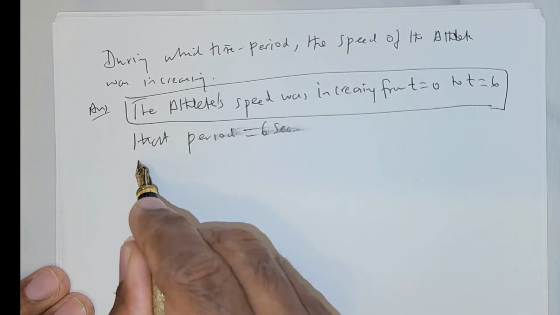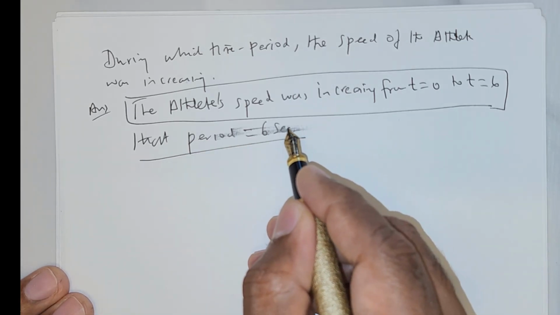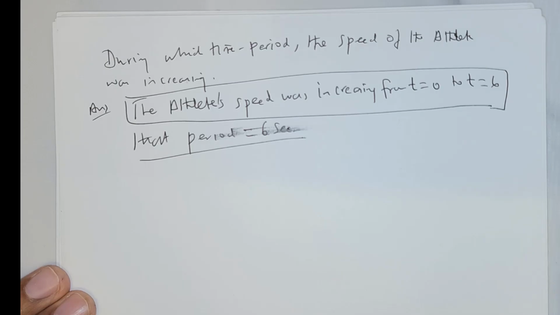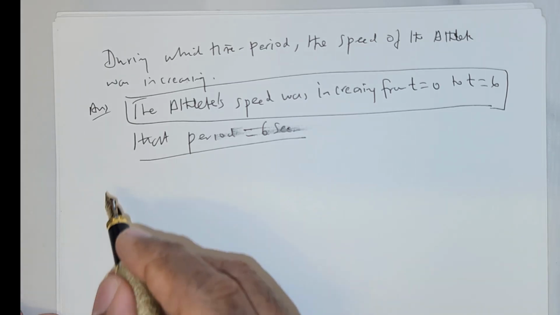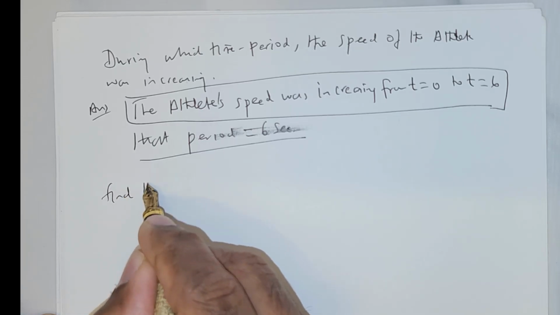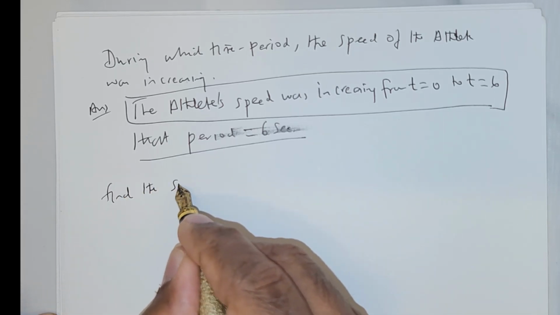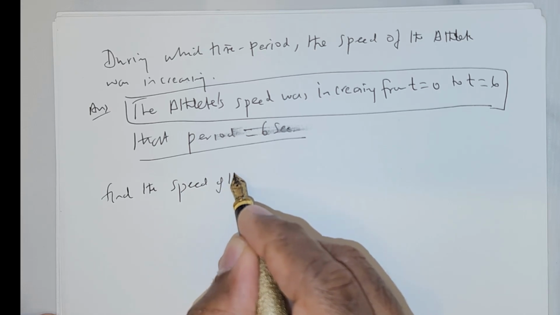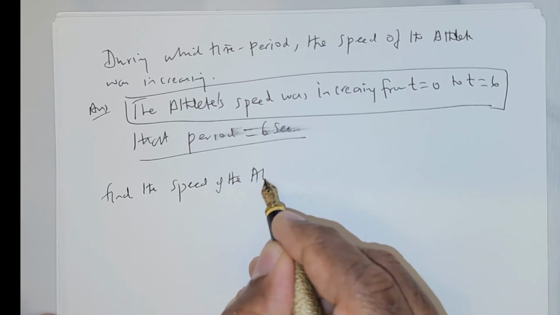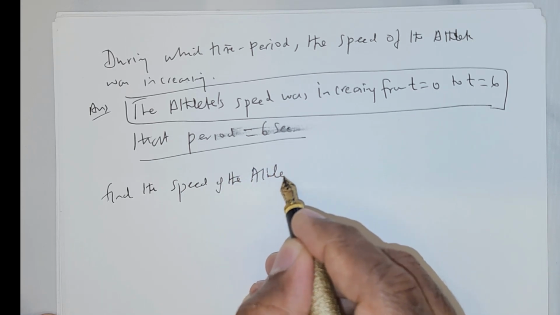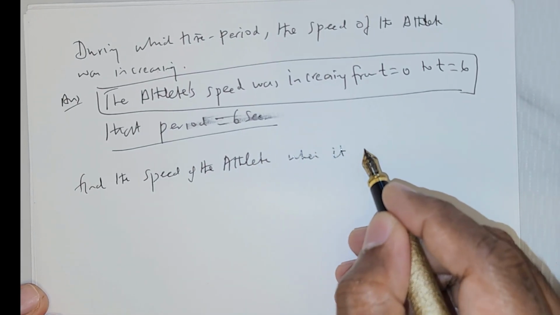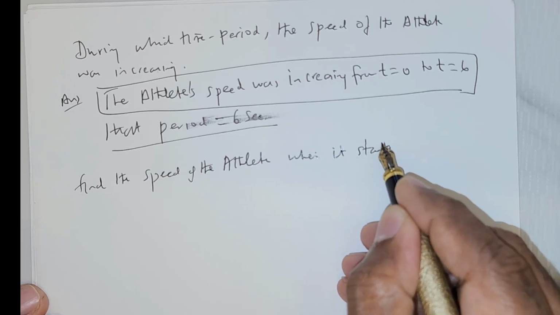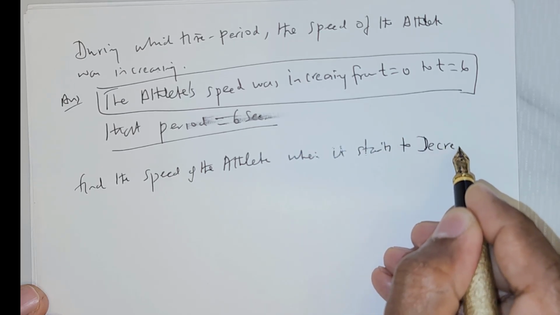Okay, now this is the addition. This is extra information. So having given that, the next point is we have to find the speed of the athlete when it starts to decrease.